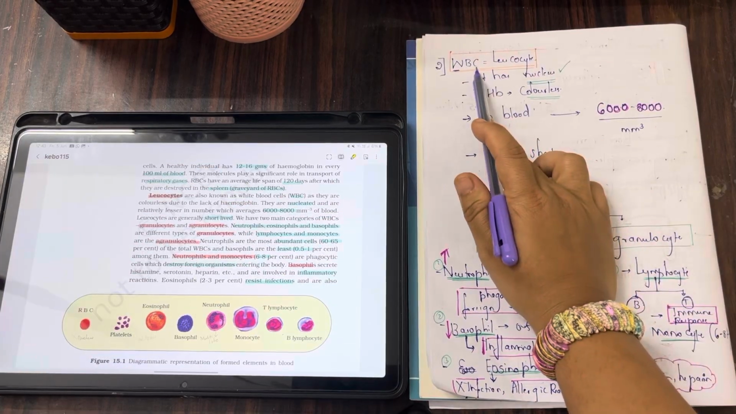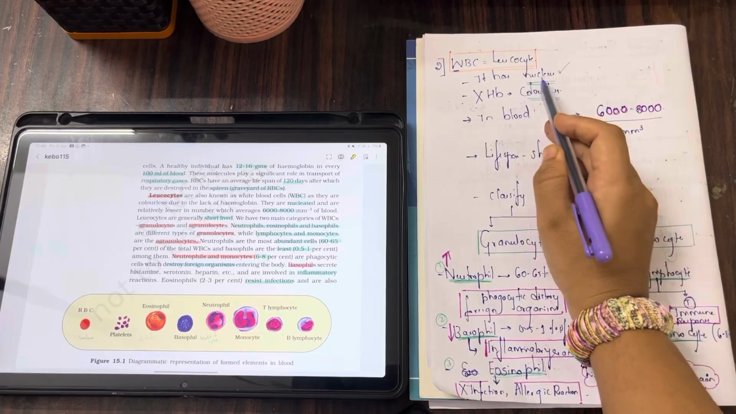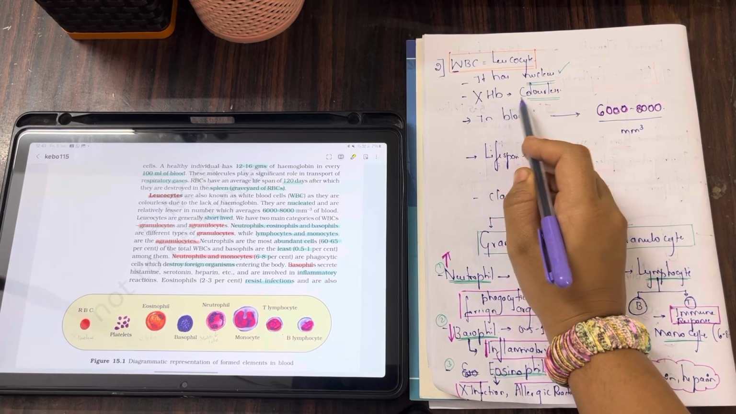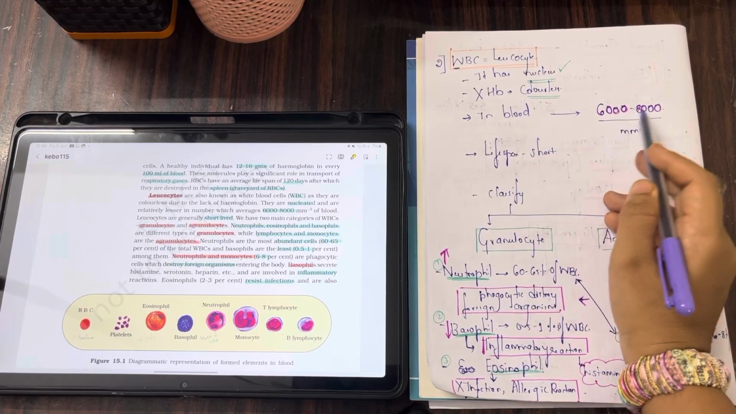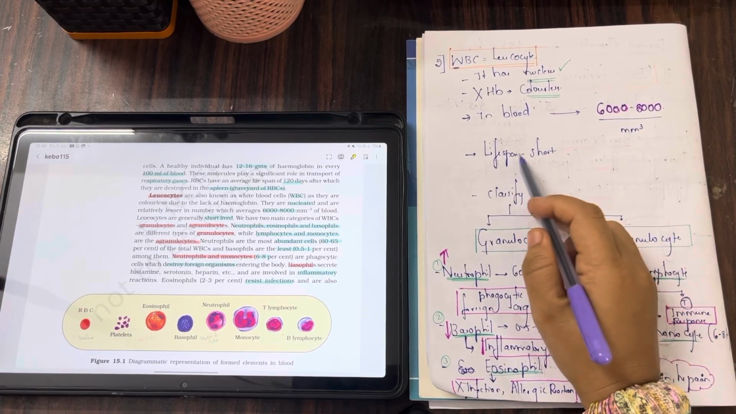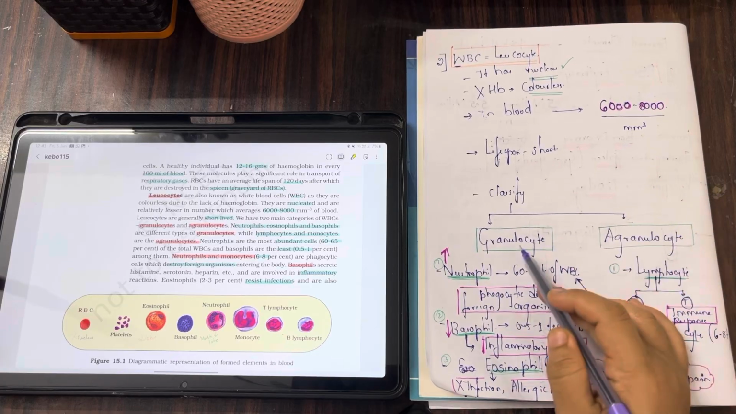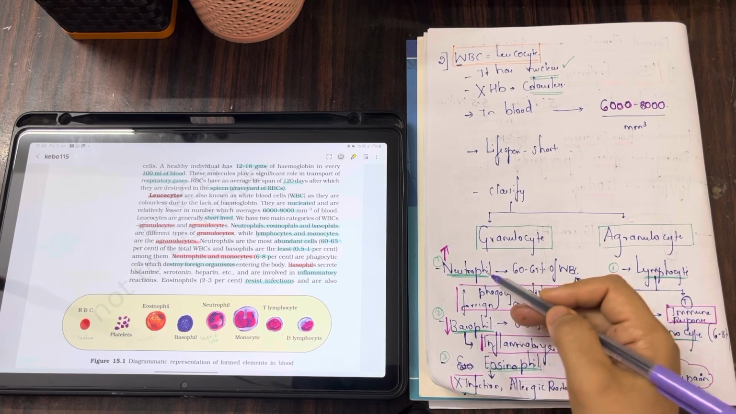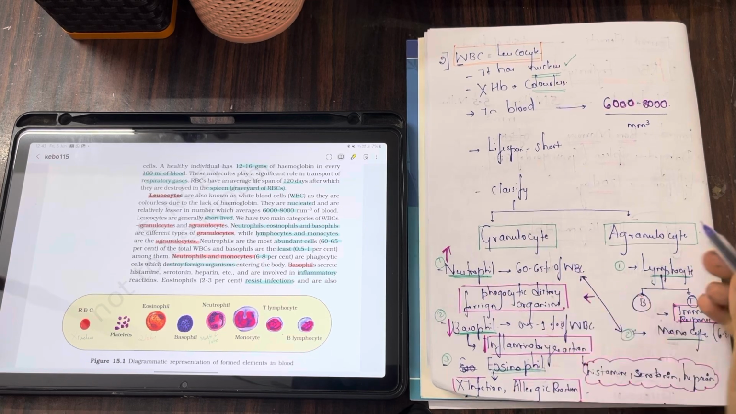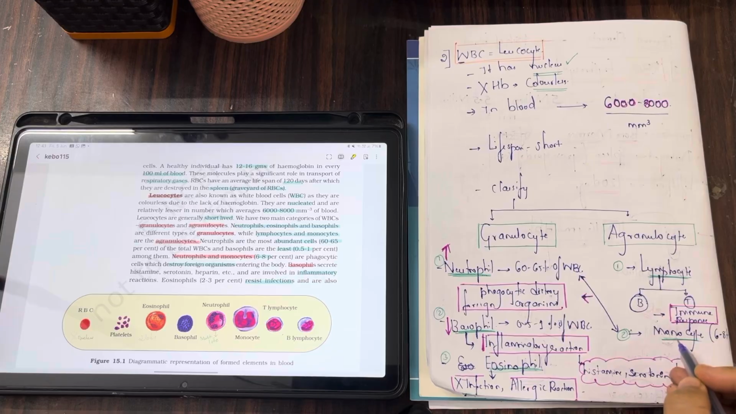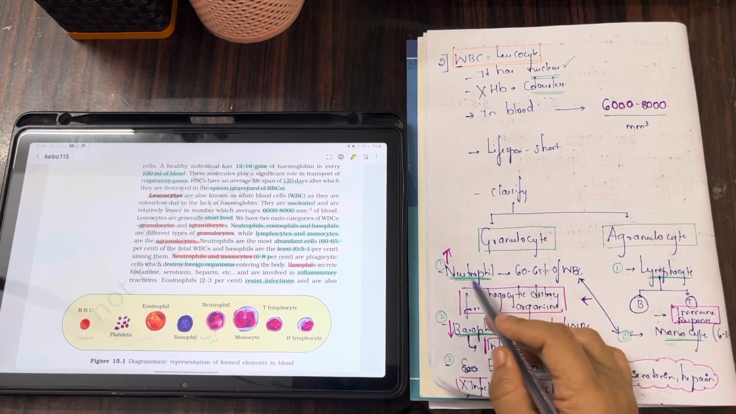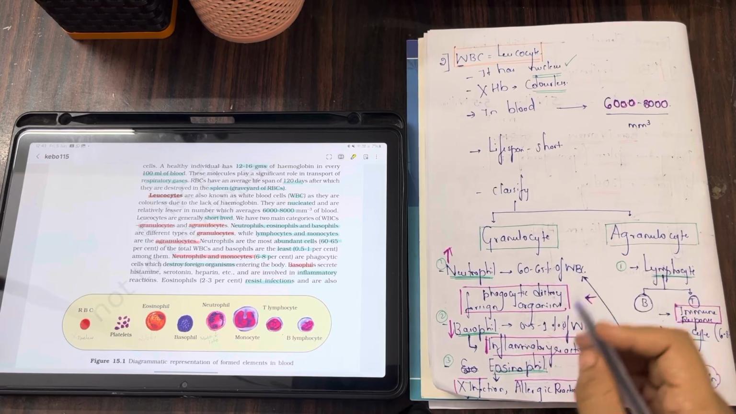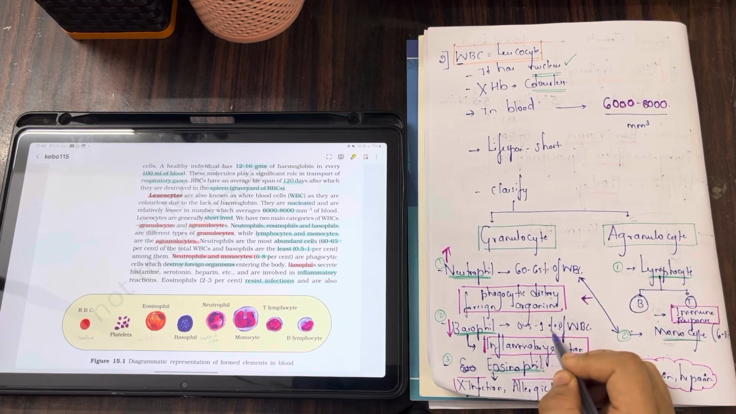Next we learn about WBC, also called leukocytes. They do not have hemoglobin, hence they are colorless. In blood the count is 6000 to 8000 per mm cube. Their lifespan is shorter. They are classified into granulocytes and agranulocytes. The granulocytes are neutrophil, basophil, and eosinophil. Agranulocytes are lymphocyte and monocyte. Of these, the most abundant is neutrophil and the least is basophil. Neutrophil is around 60 to 65% of WBC, whereas basophil is 0.5 to 1% of WBC.